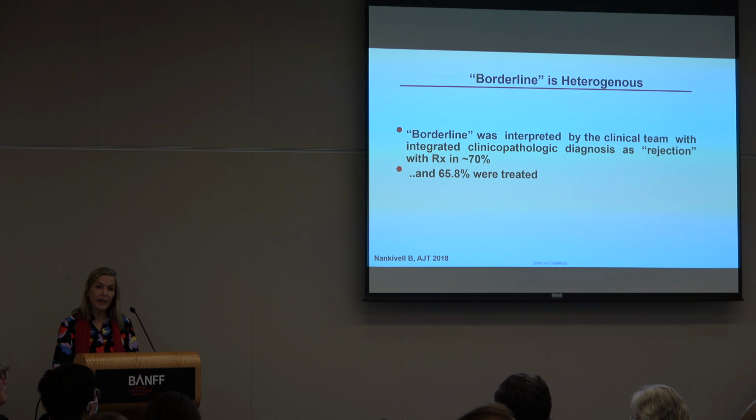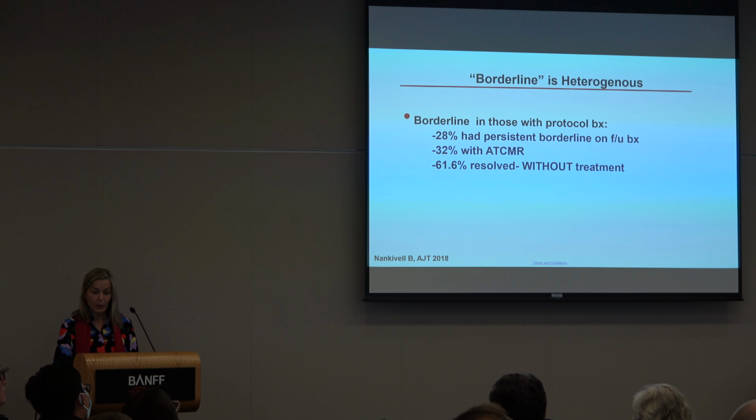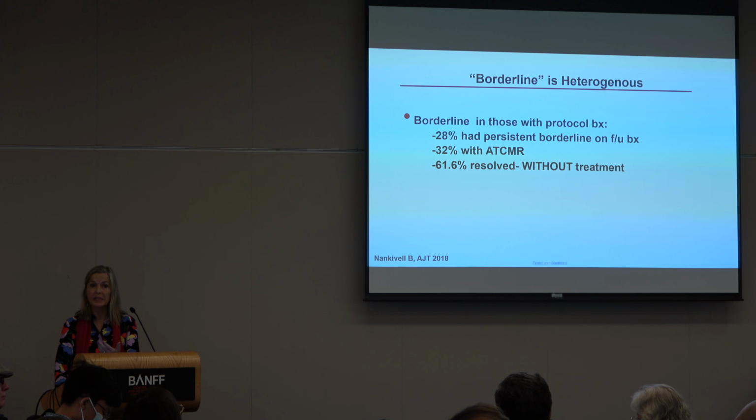So, borderline being heterogeneous means that there has to be additional interpretation context. Borderline was interpreted in these studies that Brian reported on by the clinical team with integrated clinical-pathologic diagnosis as rejection with resulting treatment in about 70% of patients. Not all of them were treated, but 65.8% were treated. In those with protocol biopsies, not for cause, 28% had persistent borderline and follow-up biopsies. This is some sort of stable setting, protocol biopsy. You find some inflammation. Do we need to put them on steroids and then have all of the horrible side effects from that? What do we need to do?